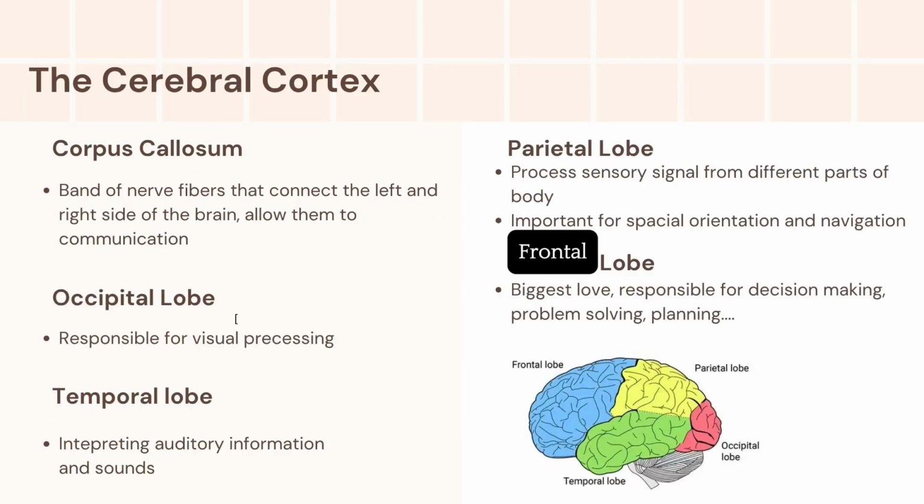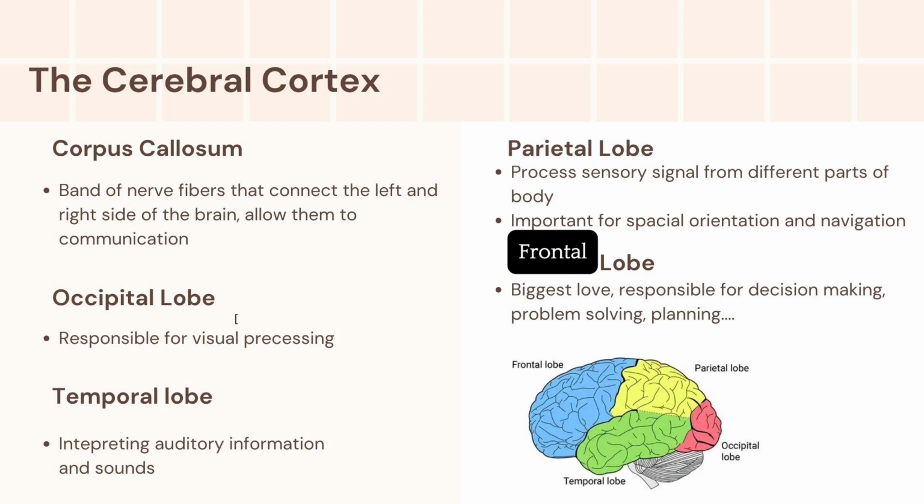And we're going to the cortex part. The cortex, you can see, has different areas of the brain. First thing we're going to talk about is the corpus callosum. It's a band of nerve fibers that connects the left and right sides of the brain and allows them to communicate. The occipital lobe is responsible for visual processing, and we're going to talk about it later when we talk about the five senses. The temporal lobe interprets auditory information and sounds. The parietal lobe processes sensory signals from different parts of the body, and it's important for spatial orientation and navigation. So if someone cannot find which way is which, there might be something wrong with this part.